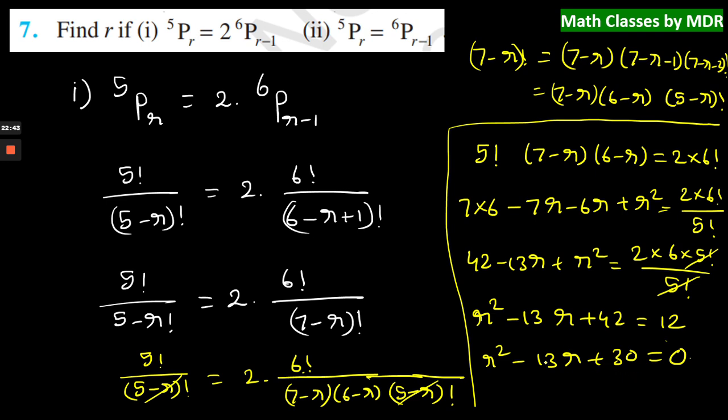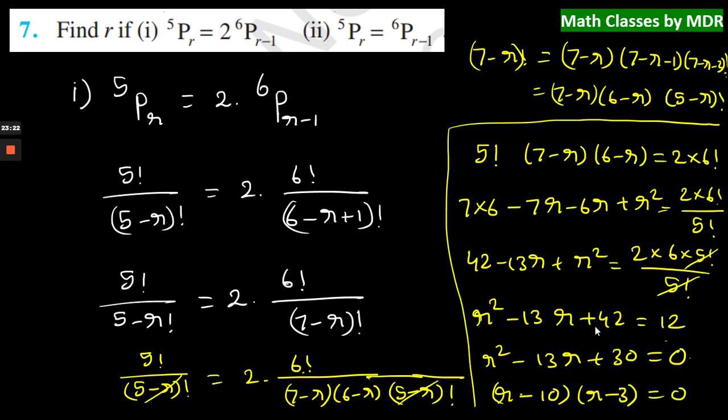So now, in order to simplify, you have to take the factors of 30. Okay? We have to take the factors of 30 which add up to minus 13. You can see my video on splitting the middle term and getting factors of a quadratic function or quadratic equation. Okay? And you'll get r minus 10 into r minus 3. That will give you this.